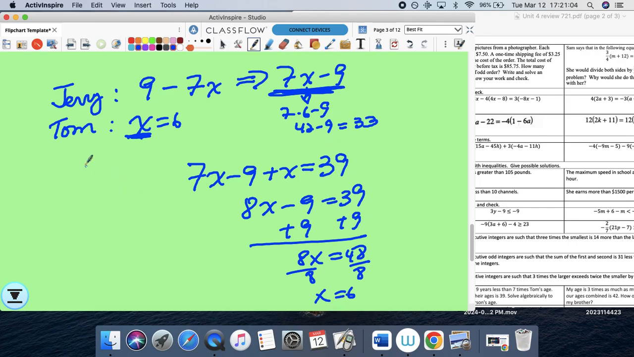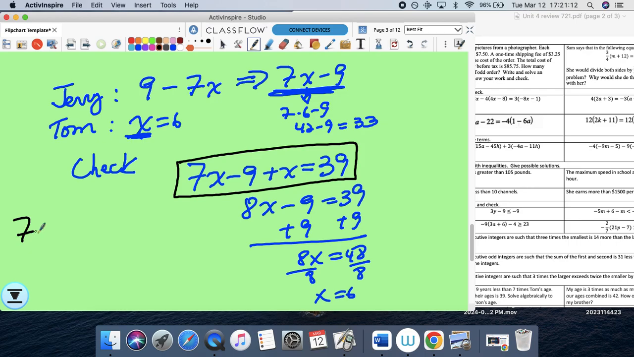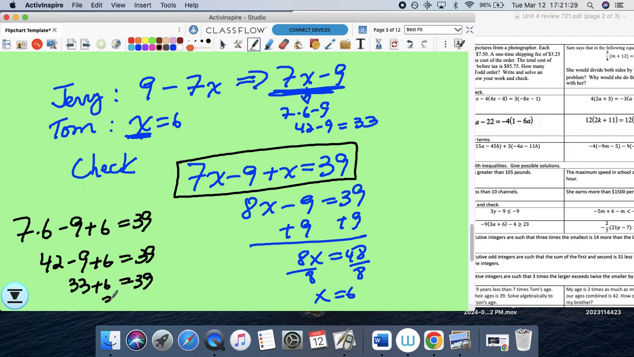We can go back and do our check, which I highly suggest you do on the test. They will ask for it. So let's take the original equation, which is this. Plug in 6. So we get 7 times 6 minus 9 plus 6 equals 39. 7 times 6 is 42. Minus 9 plus 6 equals 39. 42 minus 9 is 33. Plus 6 equals 39. And you can tell that we are good.